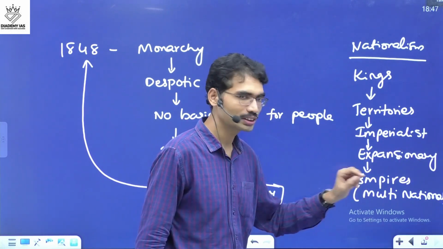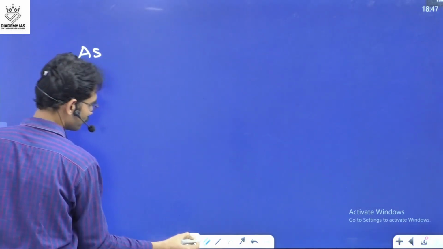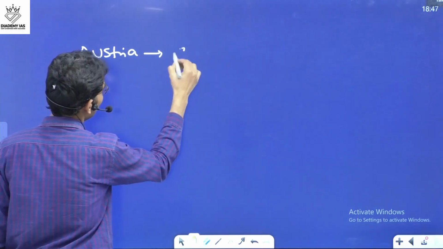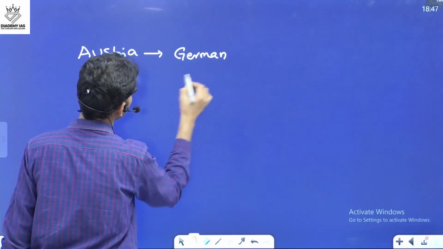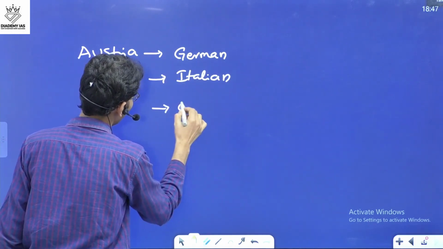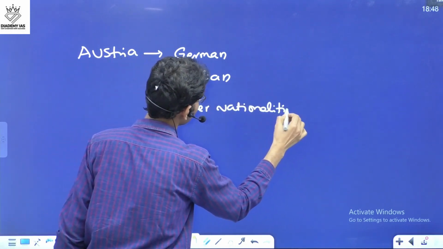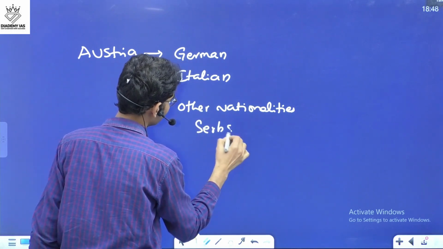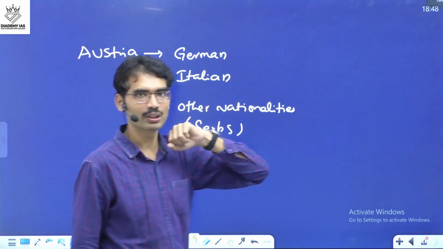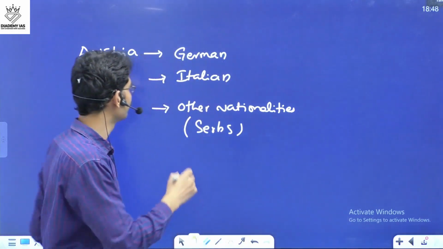Now when it comes to Austria, Austria is one example. In Austria, German people were also there. Italian people were also there. And other nationalities, like Serbs. Now you observe this. I have given only 3 examples, but there are so many such nationalities under the Austrian Empire.